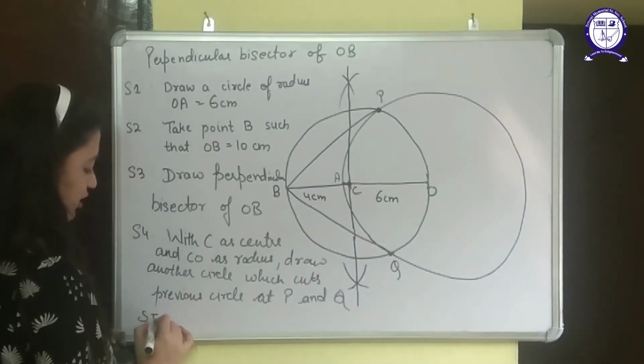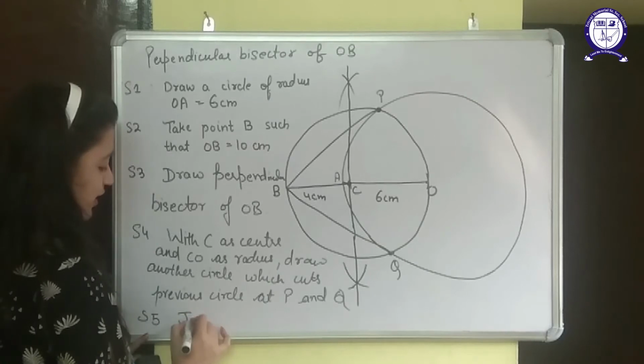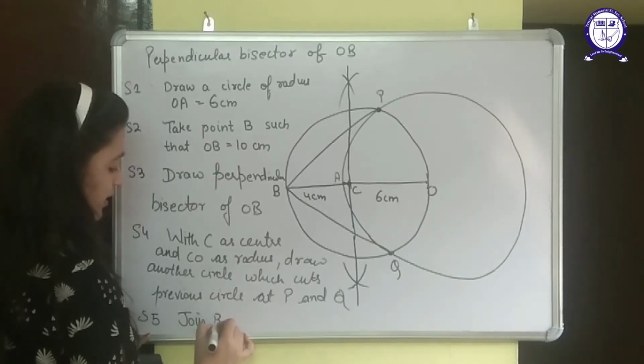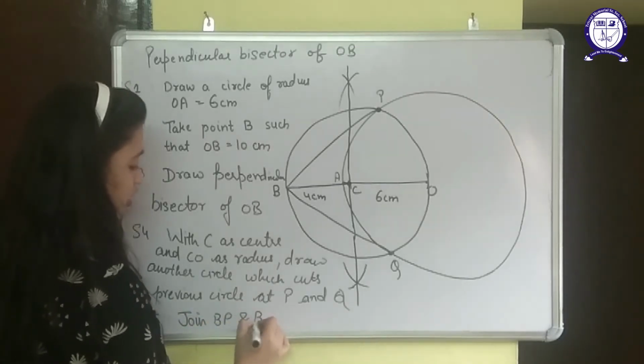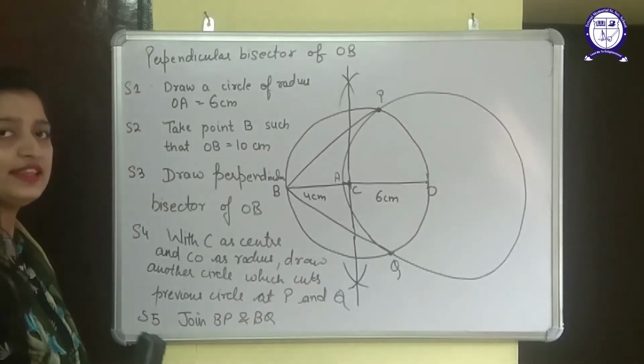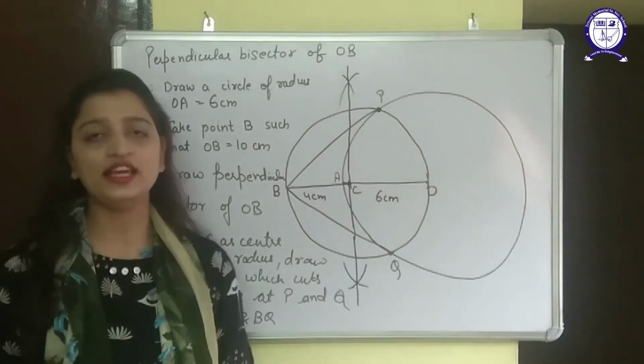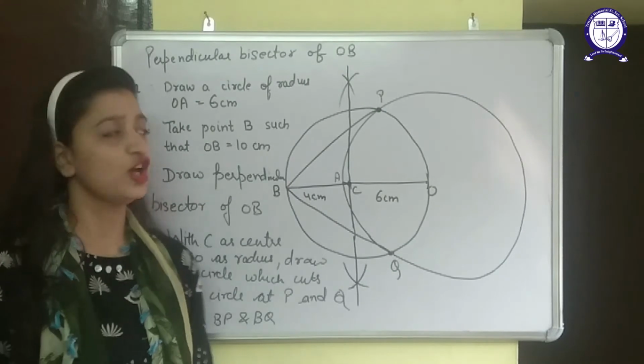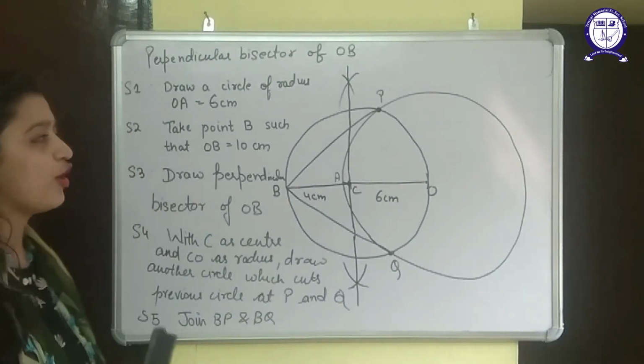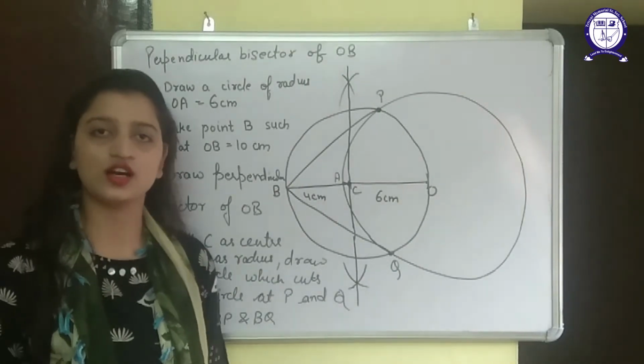And step 5 will be join BP and BQ, and then you will write BP and BQ are the required tangents. So this was the procedure of drawing the tangent of the circle.